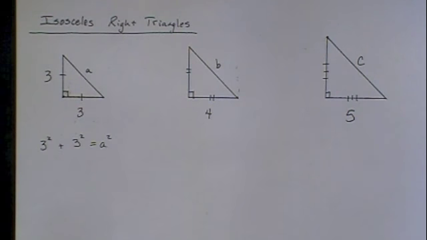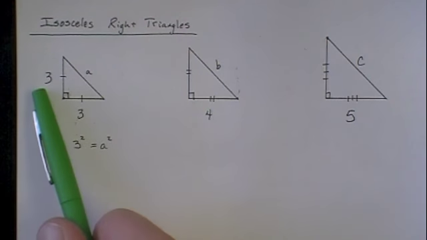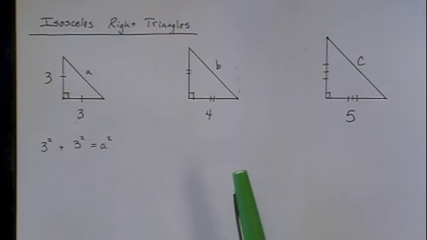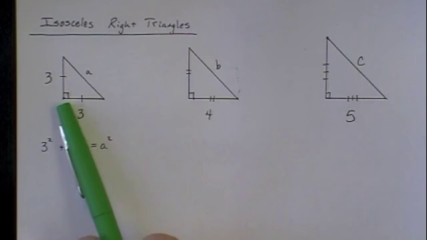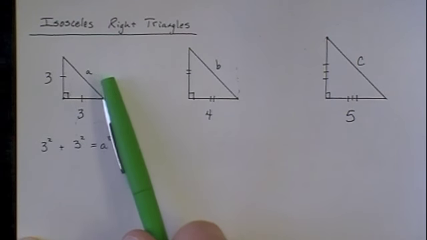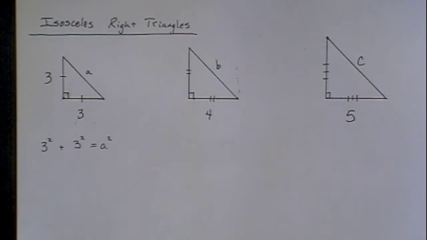Here we're investigating isosceles right triangles. Remember, to be an isosceles triangle we have two sides congruent, and if it's a right triangle then we have one right angle. For an isosceles right triangle, the legs have to be your two congruent sides. They would be the sides making the right angle. Our hypotenuse, in this case segment A, will be the longest side in our triangle.